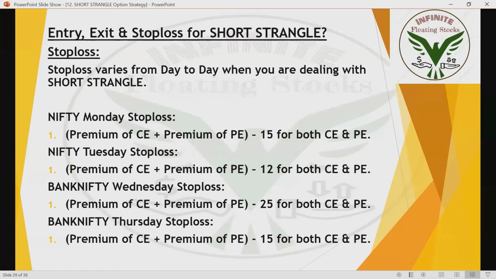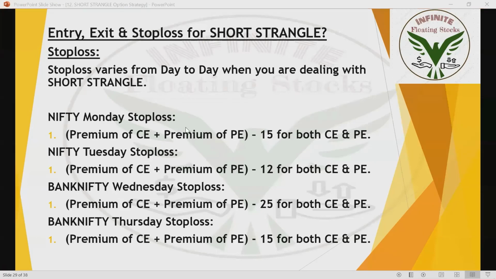Okay, now stop loss. Stop loss varies from day to day when you are dealing with short triangle. What I told, I asked you guys to work on Nifty on Monday and Tuesday, and to practice on Bank Nifty on Wednesday and Thursday. So for Nifty on Monday, stop loss is premium of CE plus premium of PE minus 15, for both CE and PE.